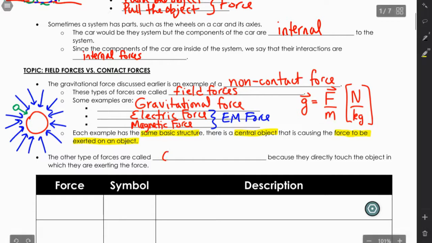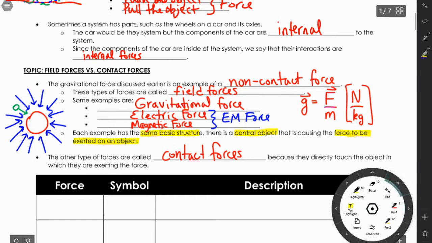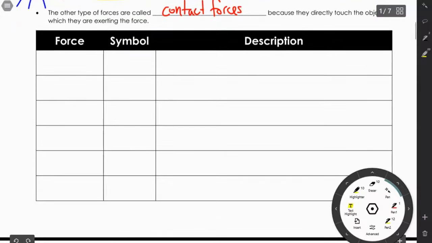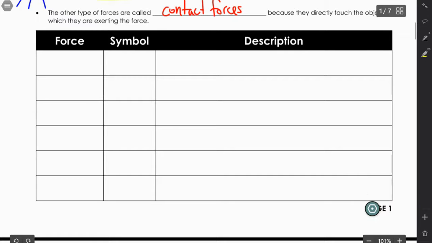The other type of force is what we call contact forces. Most of the forces that we will deal with, especially here in Newton's laws, are contact forces. They're called contact forces because there's direct touching of objects. Now what we're going to do is look at a bunch of different forces that we can potentially run into. The first one is what we call applied force, and the symbol is F sub APP. It's just F with the subscript. This is a force applied by a person or an object.